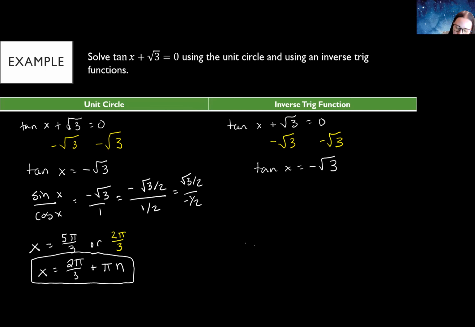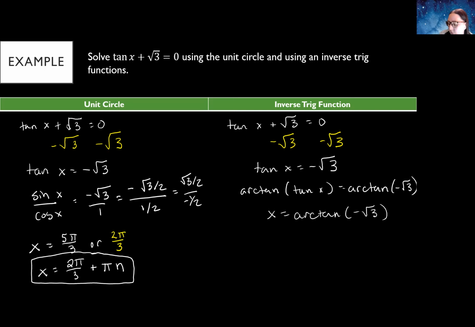With the inverse trig function, you still kind of have to use the unit circle, but you're also basically using your calculator. So what we do is take the inverse tangent, or arctan, on both sides. So you have arctan of tangent of x and arctan of negative square root of 3. The arctan and the tangent cancel out because they are inverses, so we're just left with x. And then you have your arctan of negative square root of 3.